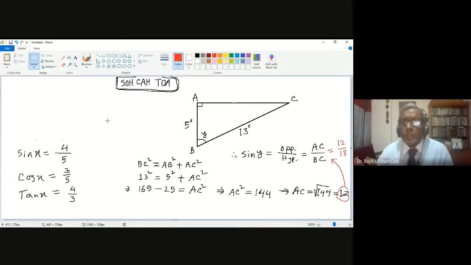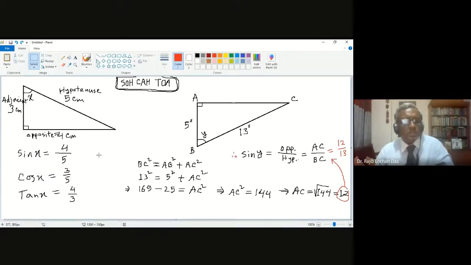So if you have a calculator now, then find out what is 4 by 5 for this case. Let me just keep this triangle for some time so that you can understand about the angle also. If you have a calculator, you find out what is 4 by 5.